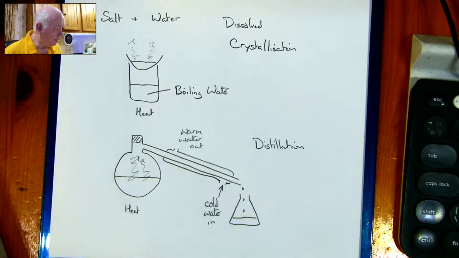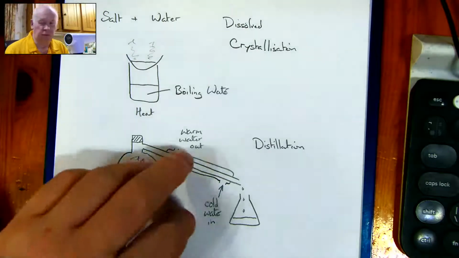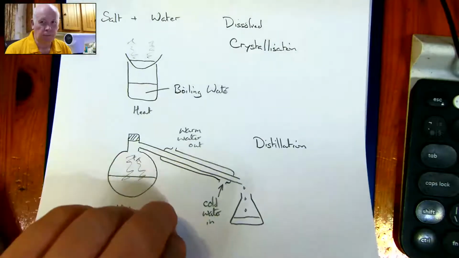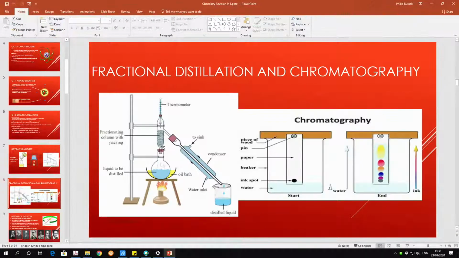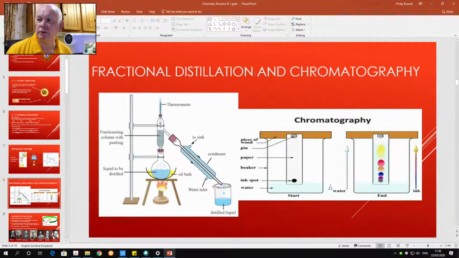Well, there are more ways of trying to do this. Let's have a look at some more processes. If we look at the slide, another thing we can do to separate things is to use either fractional distillation or chromatography. Let's have a look at fractional distillation. Fractional distillation consists of trying to separate two liquids.